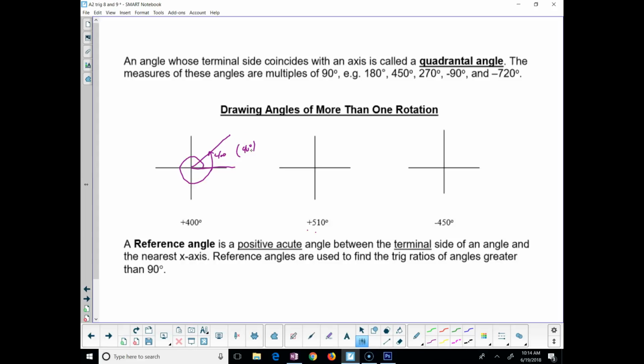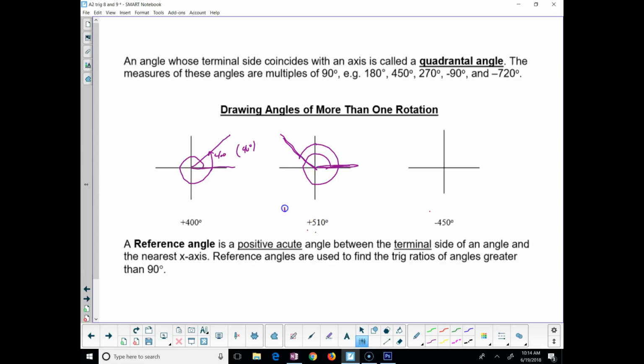By the way, a 400-degree angle is in quadrant 1, same as that. Now if we look at 510, if we started right here, because again we start in standard position, 90, 180, 270, 360, 450, we still have about 60 degrees to go.